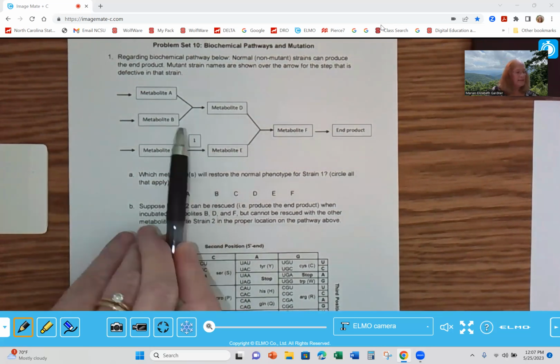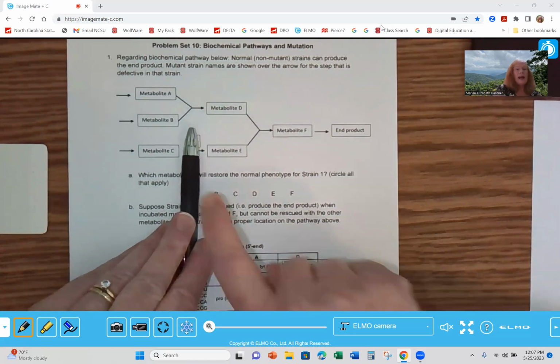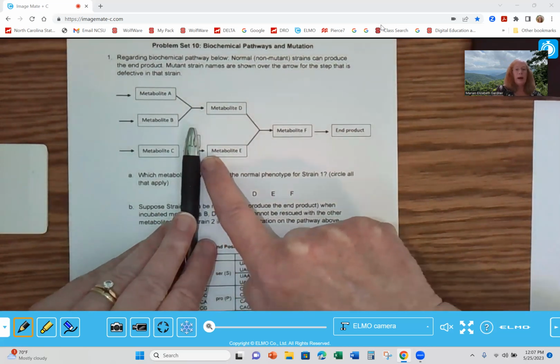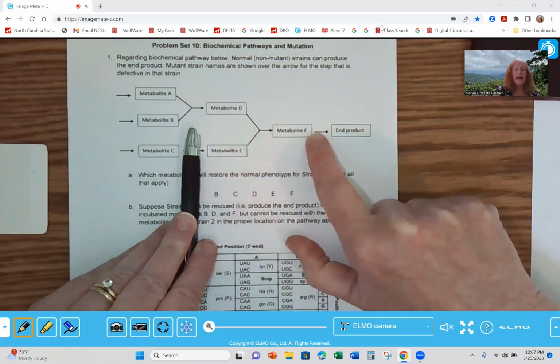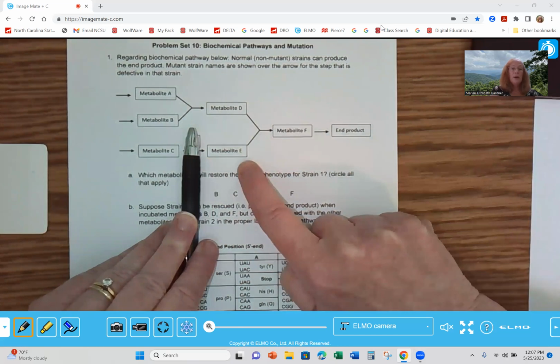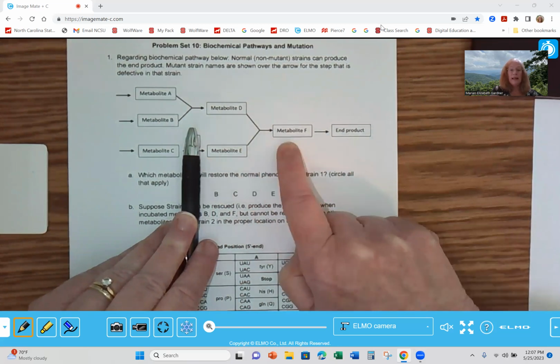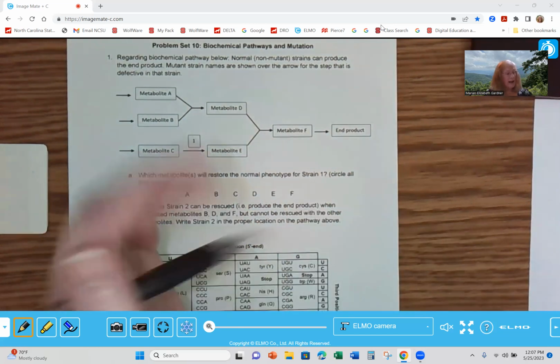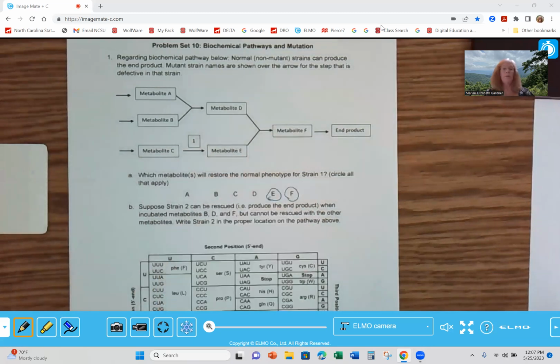The rule is if this step is blocked, everything on the same branch all the way down to the end can restore that wild type phenotype. So we could supply metabolite E or metabolite F and get the normal phenotype produced.